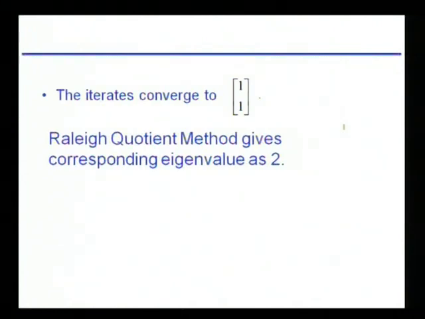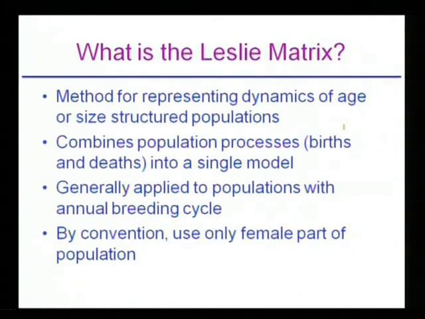What is the use of this in biological modeling? When you construct population models, we often come across what is known as a Leslie matrix. What is a Leslie matrix? It is a matrix method for representing dynamics of age or size structured populations. Like today there are so many girls in this age group, so many girls in this age group, so many girls in this age group. What will be the situation after 5 years? What will be the situation after 10 years?